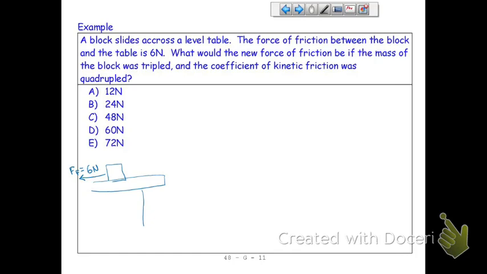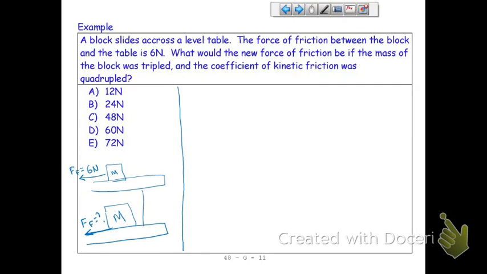What would be the new force of friction if the mass were doubled, or the mass was tripled, and the coefficient of friction was something else? People can sometimes do these in their head. Some people walk around and look and go, oh, that's going to be 25. But not many people can do that, and you've got to show work.